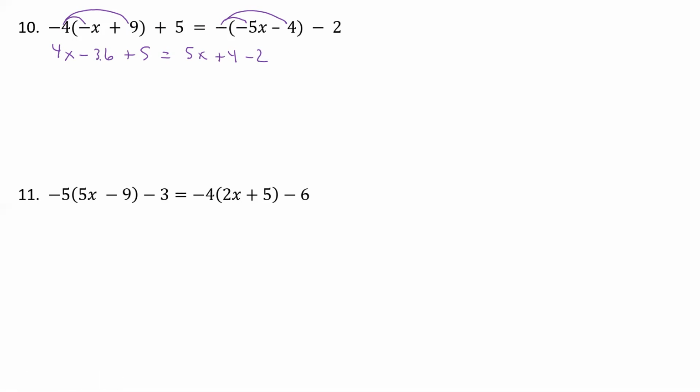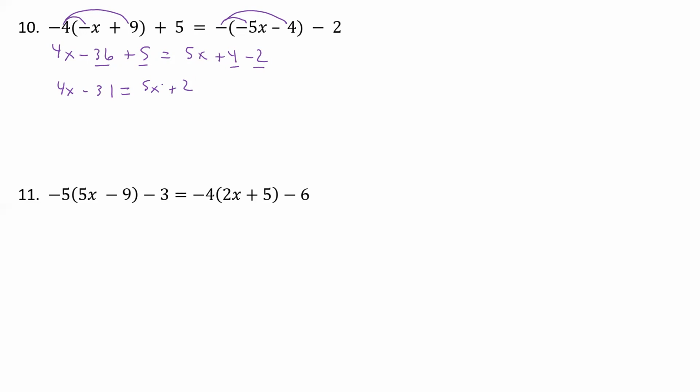All right, so it looks like the first thing we need to do is add on each side to get the numbers all together. So that gives us 4x. Now we have minus 36 plus 5, so that's going to be minus 31. And then we have 5x. And here we have 4 minus 2, and that's 2.